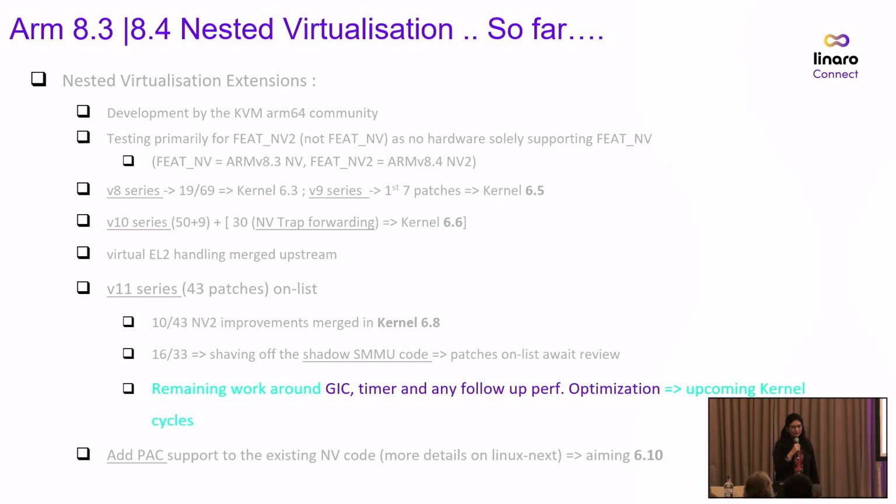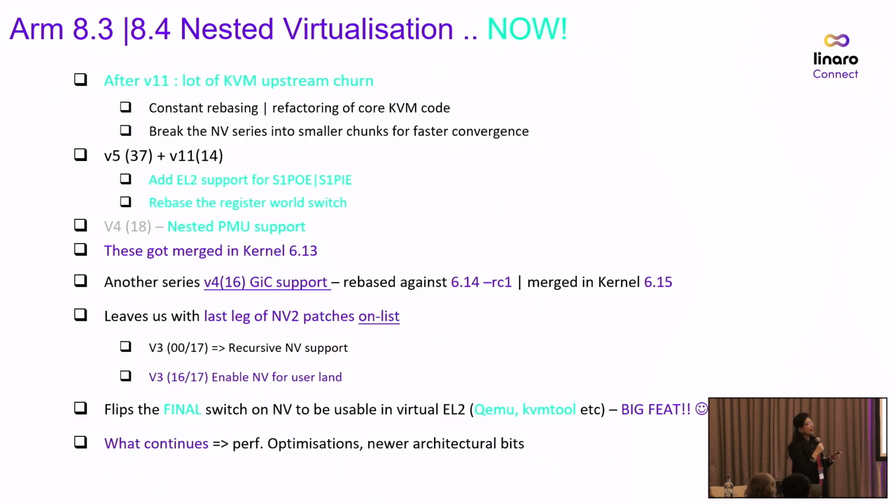All right, so nested virtualization. I'll do a quick memory recall on what we discussed, of course not line by line. In terms of major parts, last time we stopped at version 11 series, which was a 43 patches patch set. We also had pointer authentication support, which was at that time on list, and then it did land in 6.10. After that, there was a bit of churn on KVM upstream.